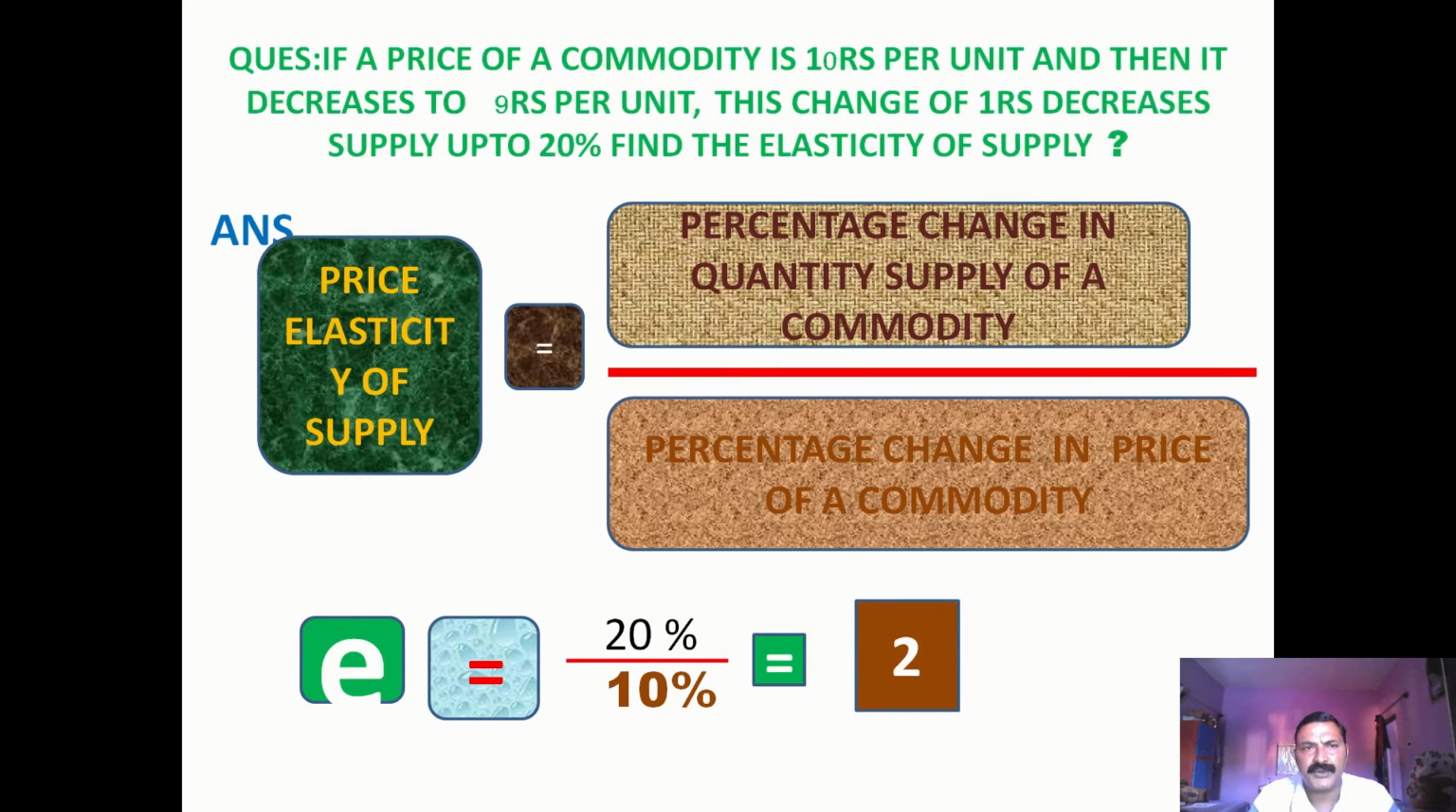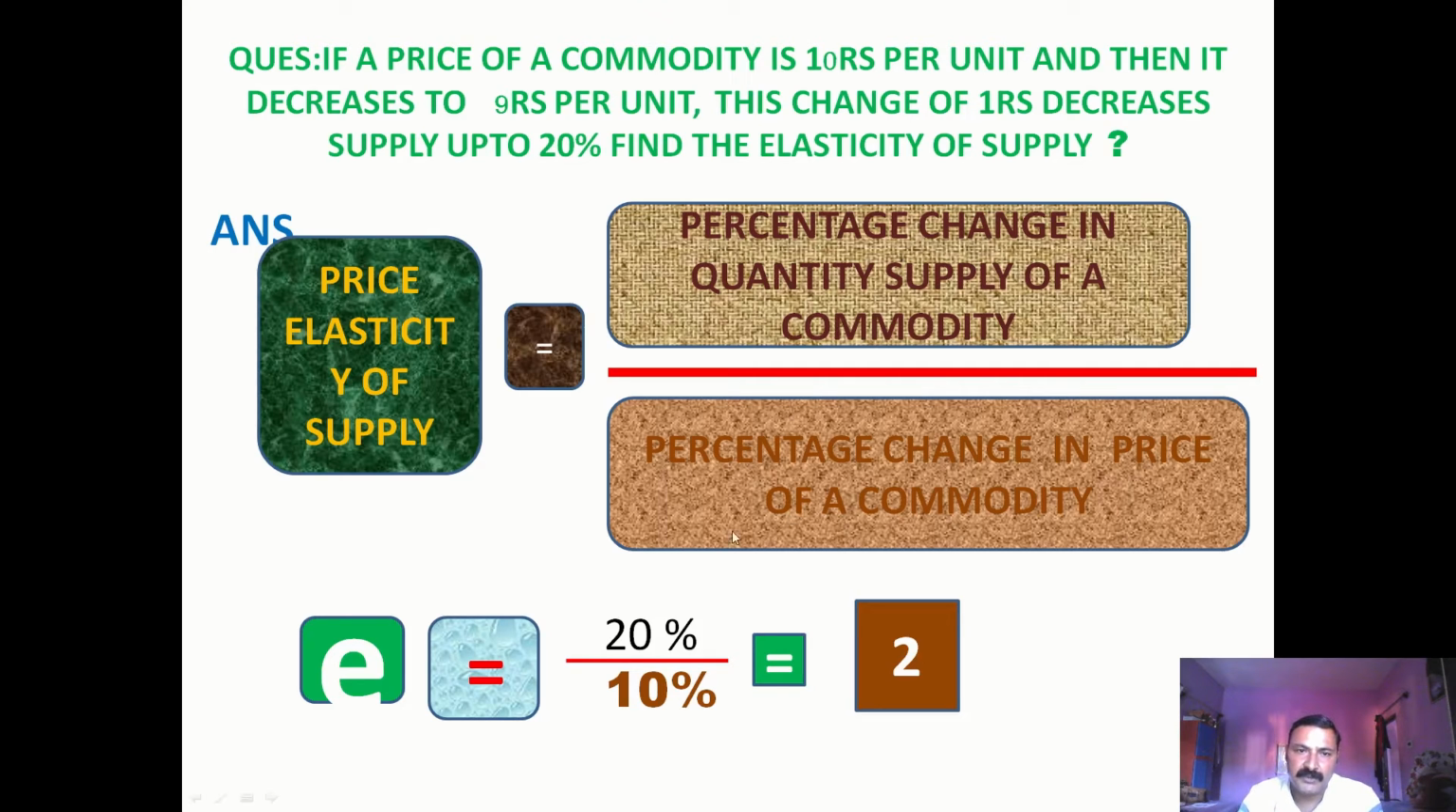Now, if there is a question such as: if the price of a commodity is 10 rupees per unit and then it decreases to 9 rupees per unit, this change of 1 rupee decreases supply by 20%. Find the elasticity of supply. So now we have to use this formula written here. You should not use the formula ΔQ upon ΔP into P0 upon Q0.